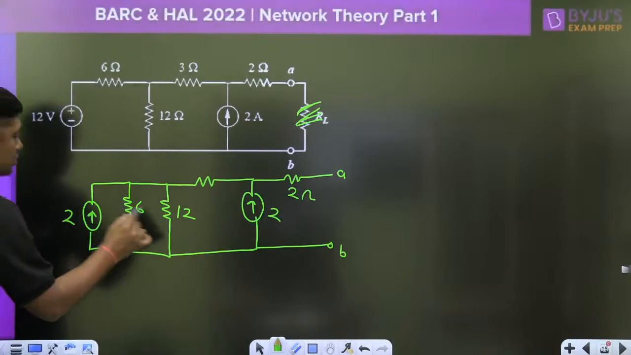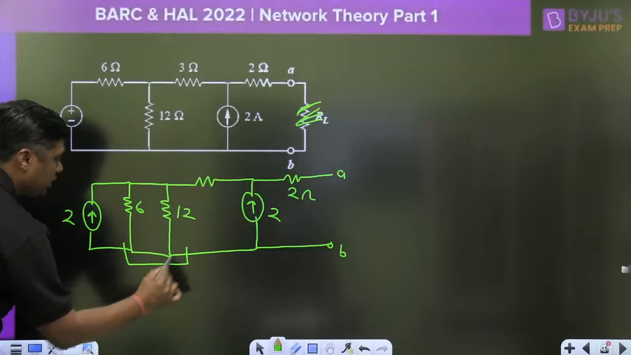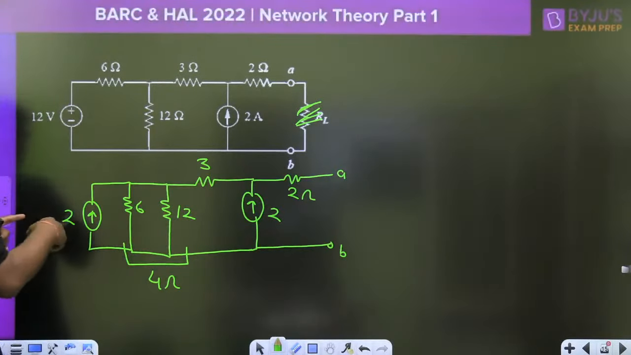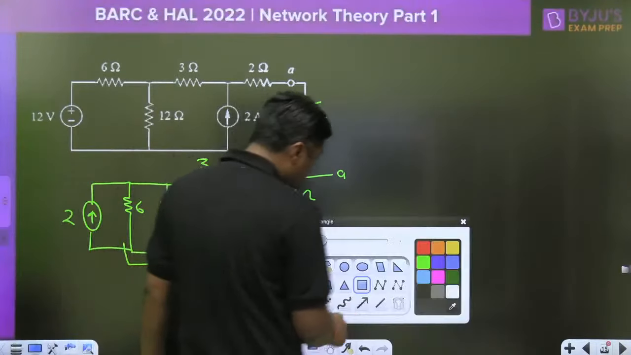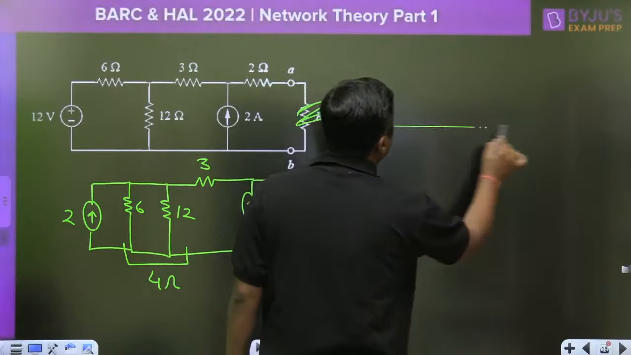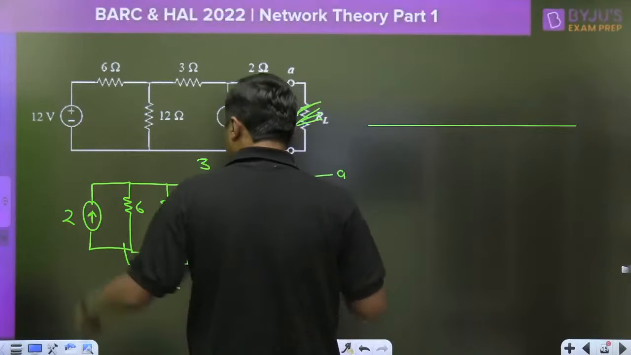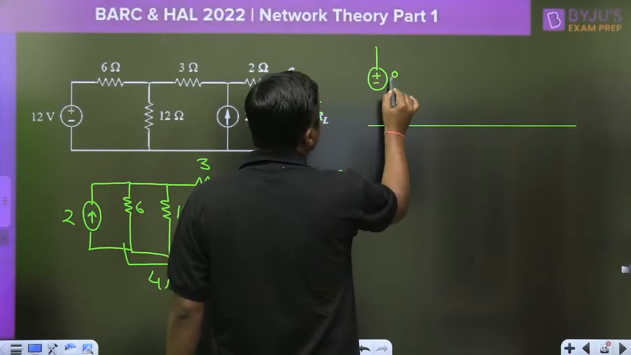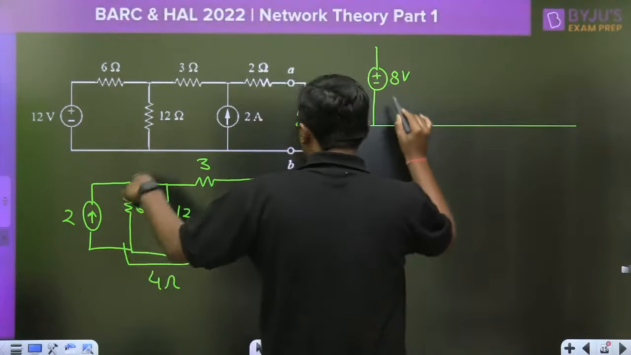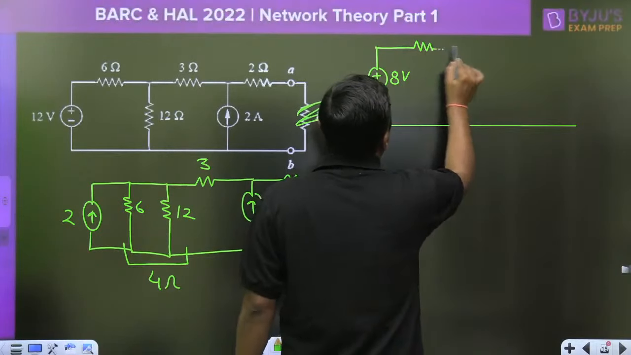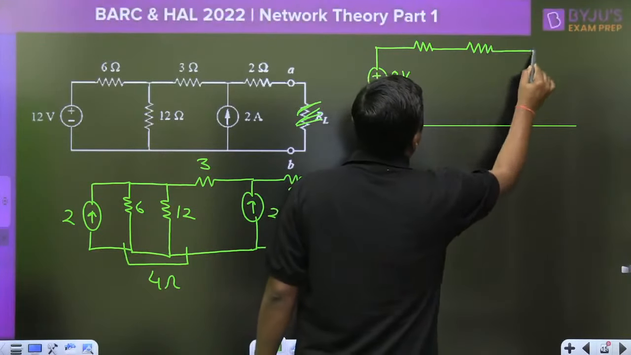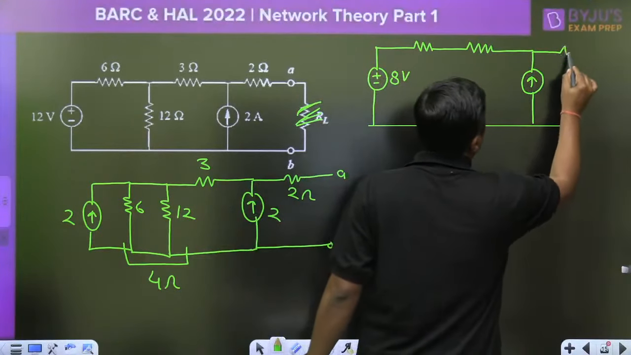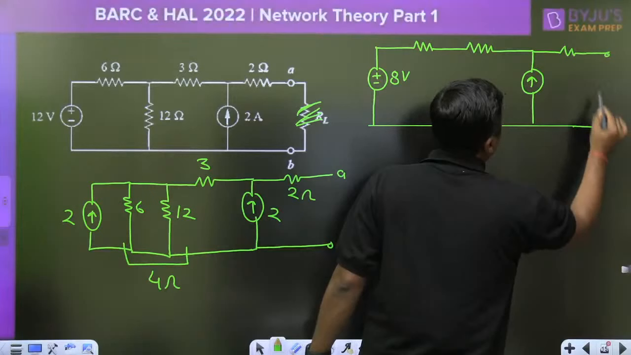Now the 12 and 6 are in parallel, that is nothing but the 4 ohm. This is the 3. Now you can multiply 4 into 2, that is the 8. We are using source transformation. Now 2 into 2, that is the 8 volt. Here it is a 4. Here it is a 3. Here it is a current source, and here it is a 2 ohm resistor. What is the current here?